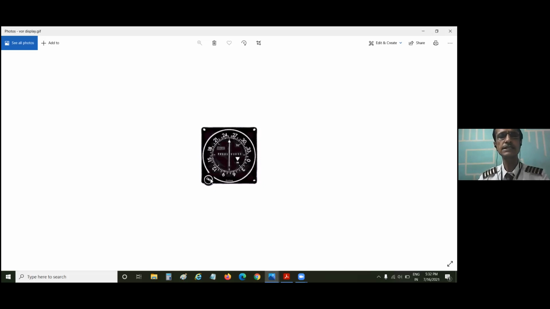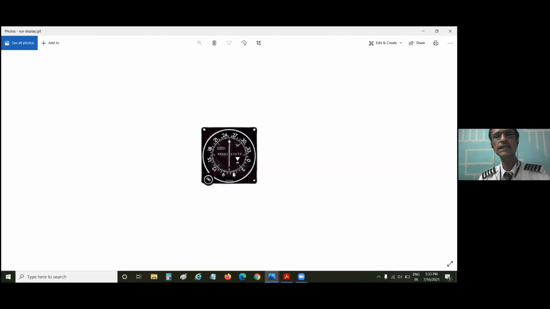Because the Omni Bearing Selector is a rotatable knob. Like in the altimeter, I also told you, there is a rotatable knob at the left. Similarly, in the Omni Bearing Selector also there is a rotatable knob. This knob can be rotated clockwise or anti-clockwise. When you rotate it with your hand clockwise, this entire circular card can move to the right or to the left as per your operation of the Omni Bearing Selector. If you move it to the left, anti-clockwise, the card will move anti-clockwise. If you move it to the right, clockwise, it will move clockwise.